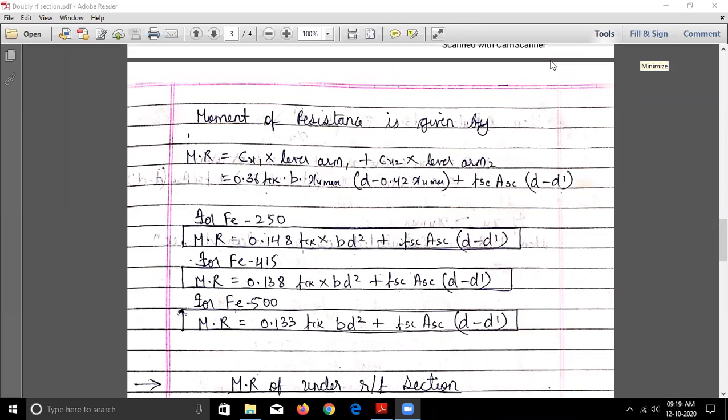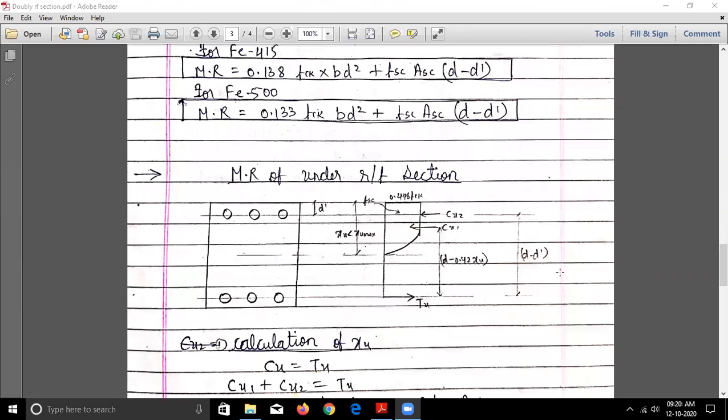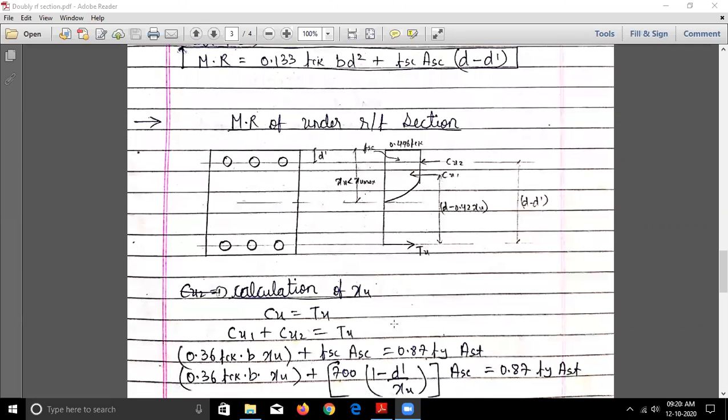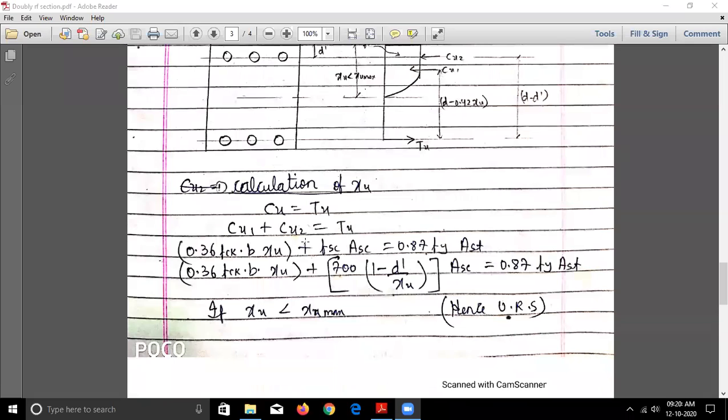So now let us move ahead. Now we will see MR of an under reinforced section. For this, first we will find out the calculation of XU. How will we find XU? Cu equal to Tu, the same way we have done for singly. So Cu is nothing but Cu1 plus Cu2. Cu1 is this, Cu2 is this.